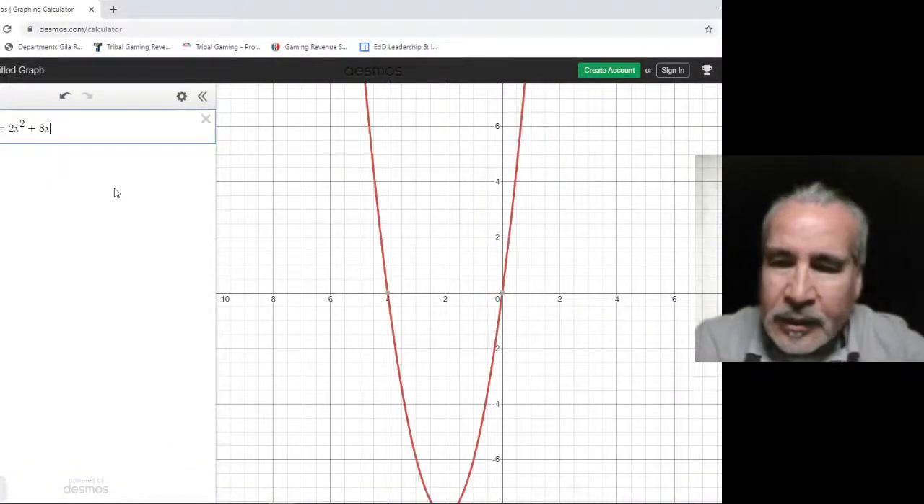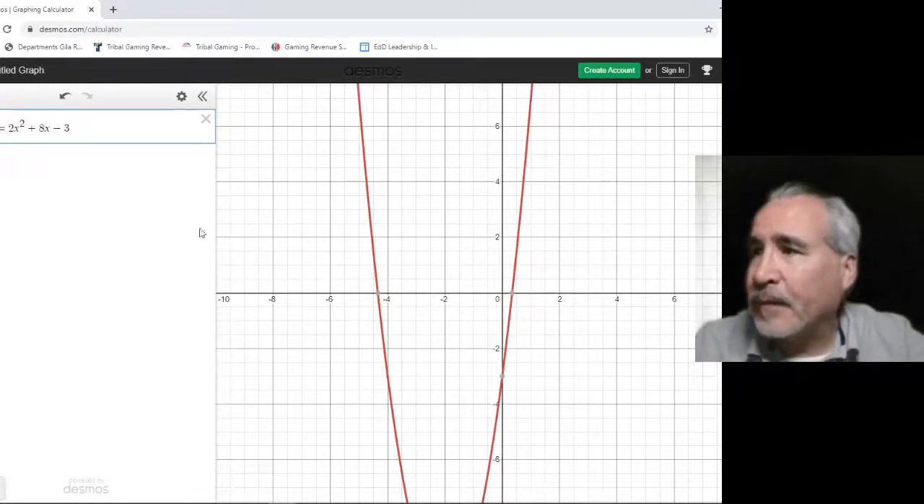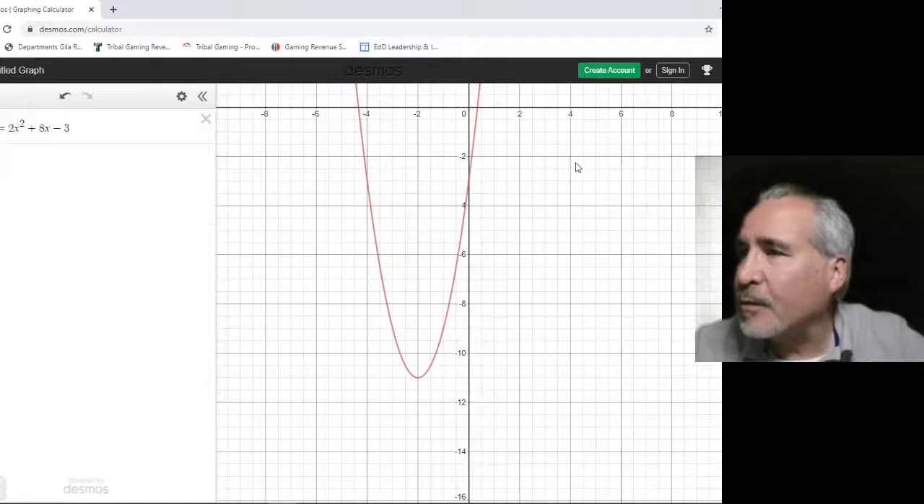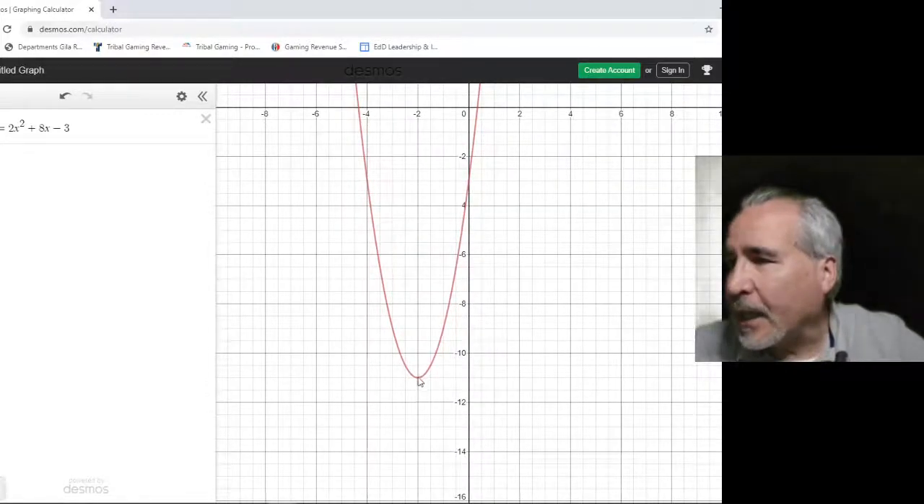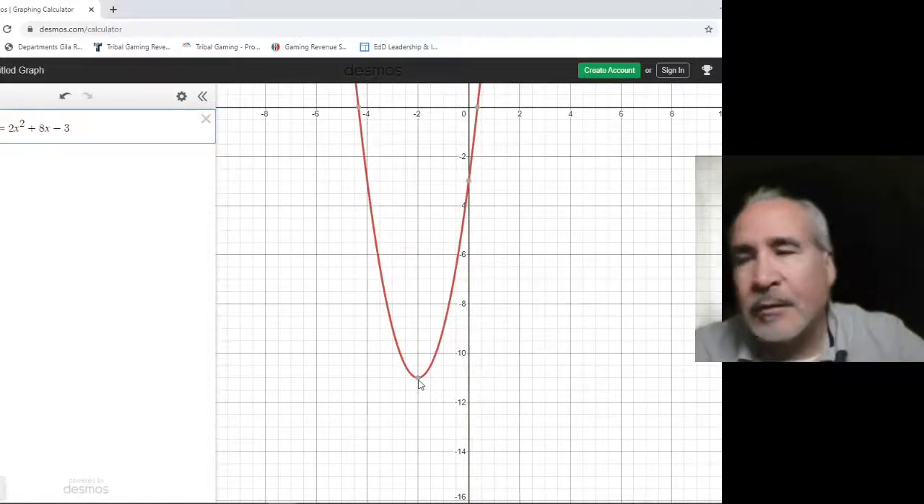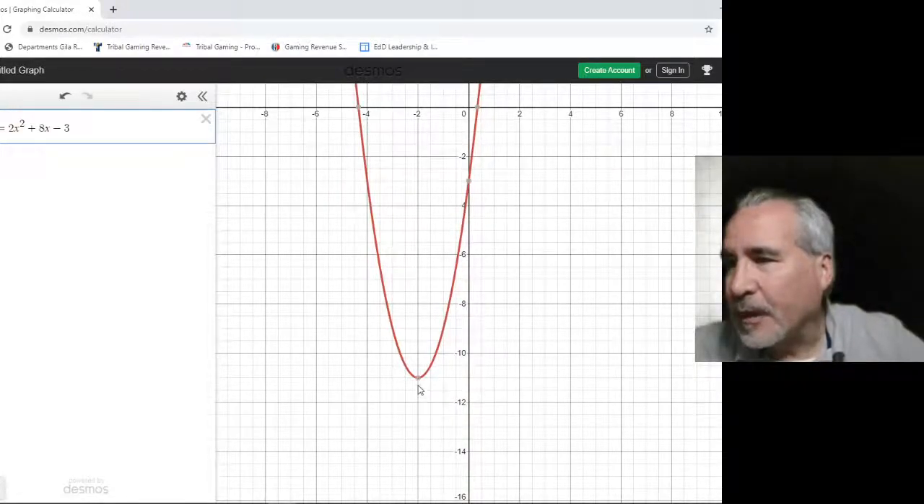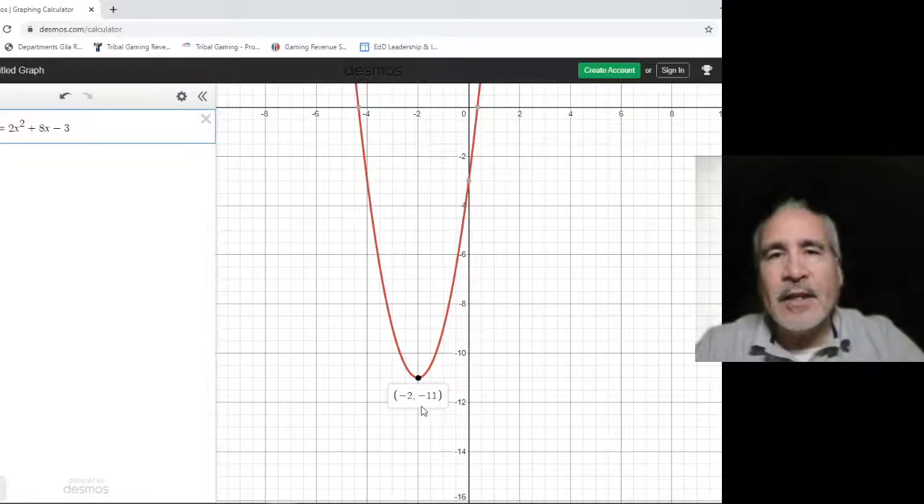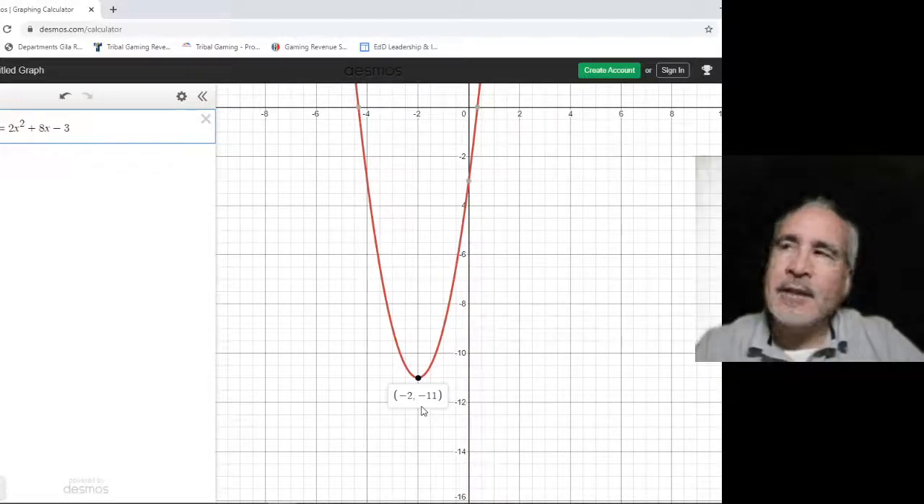Plus 8x, it was minus 3, right? So this is it. And what I like about this, you can just move it around. Look at that. There's negative 10. That must be negative 11. And then when you click on it, it will give you the vertex, sort of. You click on it harder, and it makes it stay. Negative 2, negative 11.